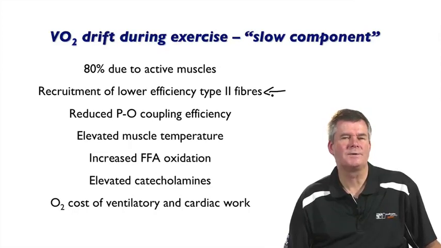Factors outside the muscle, which could contribute to this increased oxygen consumption, include an increased oxygen requirement of the ventilatory muscles and of the heart as they increase their activity during prolonged exercise.